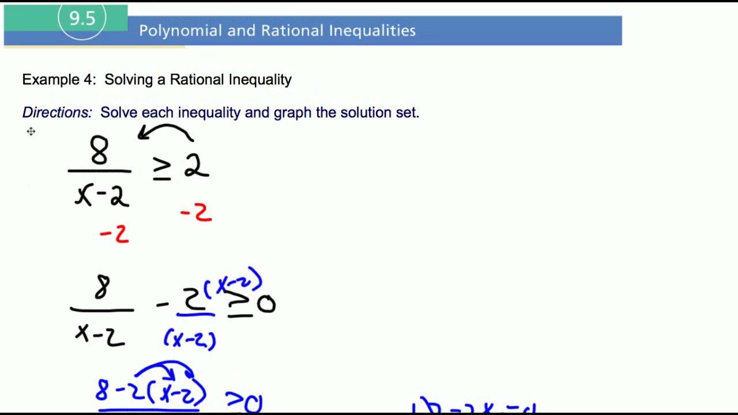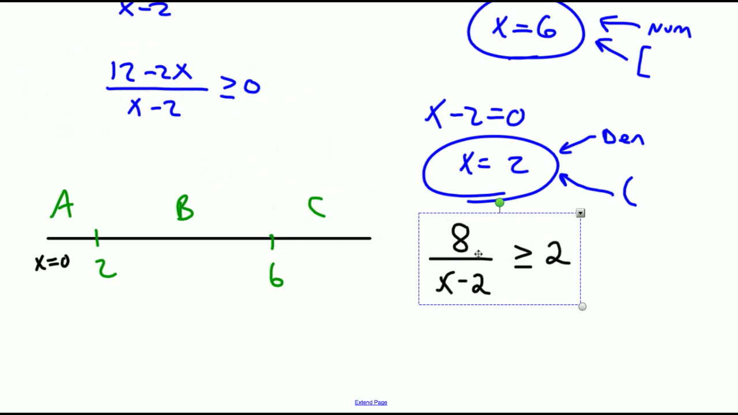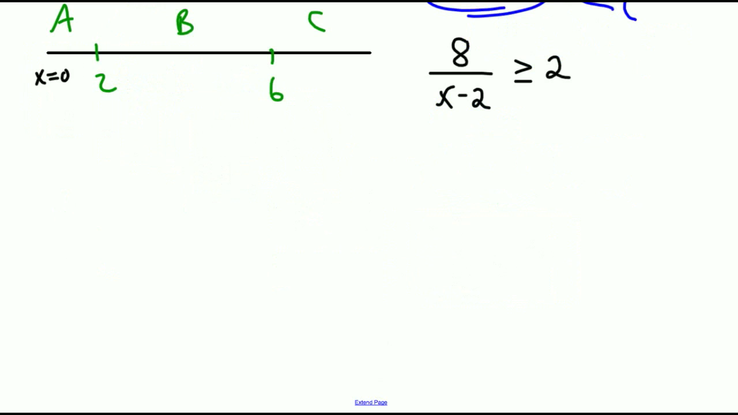And so I'll just copy this guy right here. So really, I just want this guy. All right. So let's go ahead and plug it in and see what we get here. And I'll bring this guy down over here. All right, so I'm going to plug in 0 right here. So 8 over 0 minus 2, is that bigger than or equal to 2? Well, 8 divided by negative 2 is negative 4. Is negative 4 greater than or equal to 2? Well, no, that's false, right? So this side over here is going to be false.